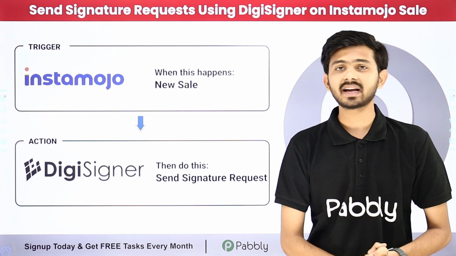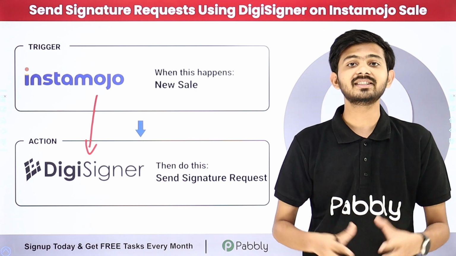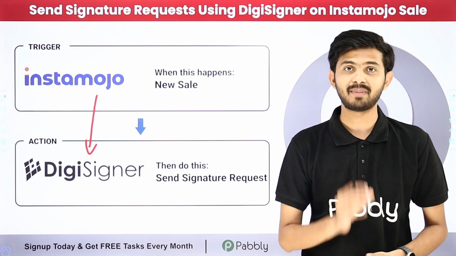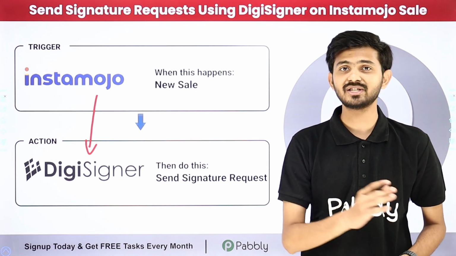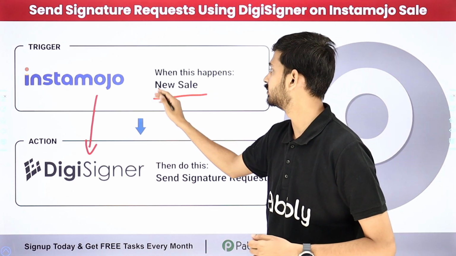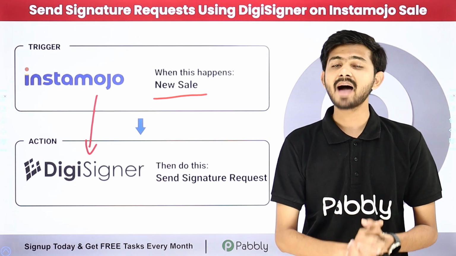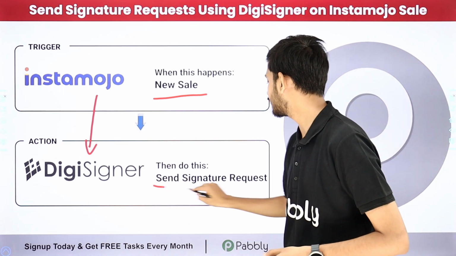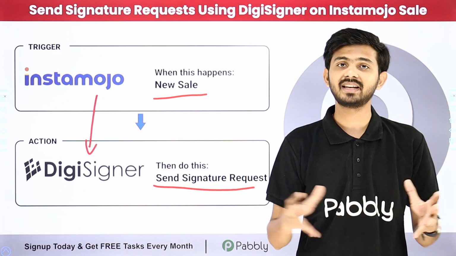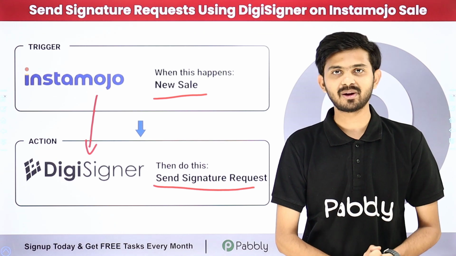For sending the signature request, I'm going to use DigiSigner. I need to build a connection between Instamojo and DigiSigner, and for that I'm going to use Pabbly Connect, an amazing software for automation and integration. With Pabbly Connect, as I receive a new sale through Instamojo, I'll use the details of the sale to send a signature request to my customer for signing the non-disclosure agreement. So how am I going to build this connection? For that, let me take you to my computer screen.